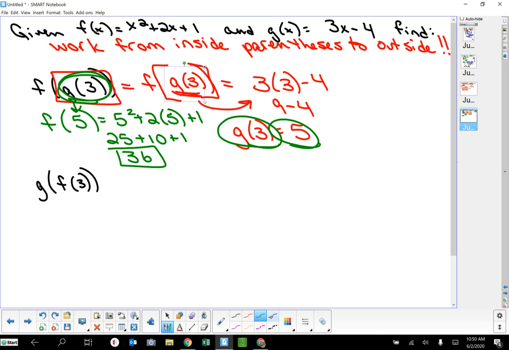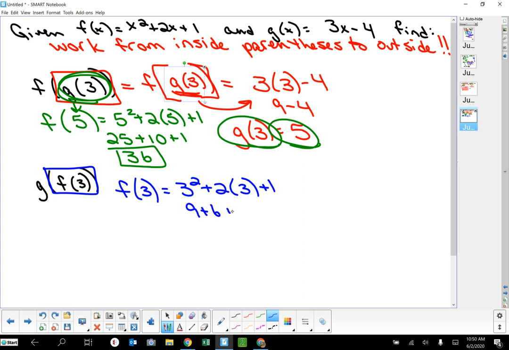Okay? Let's see how that works with this guy. We're going to start with f of 3. So f of 3 means plug 3 into the function f of x. So I'm going to take x squared plus 2x plus 1 and plug the 3 in. 3 squared plus 2 times 3 plus 1 is 9 plus 6 plus 1 is 16.